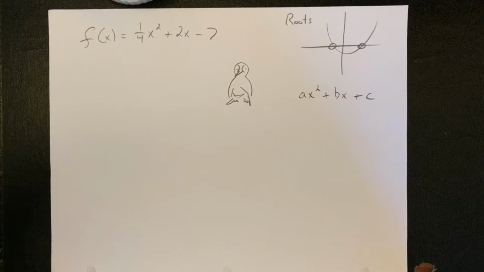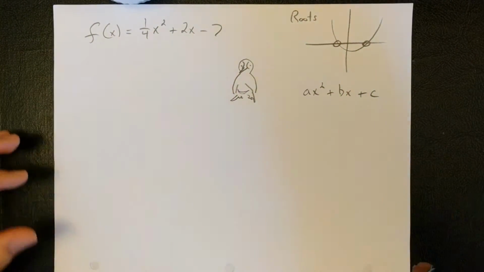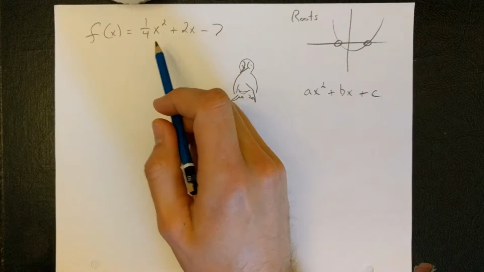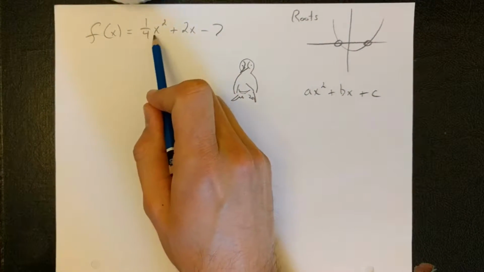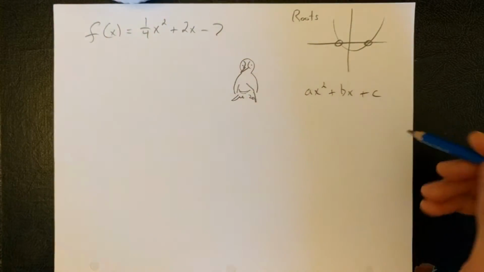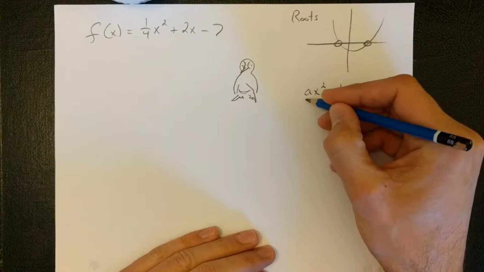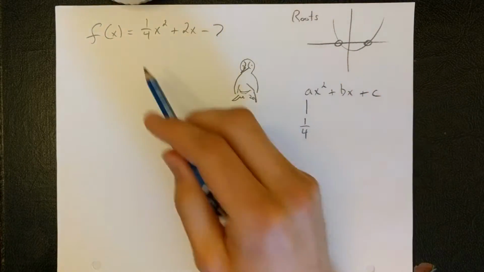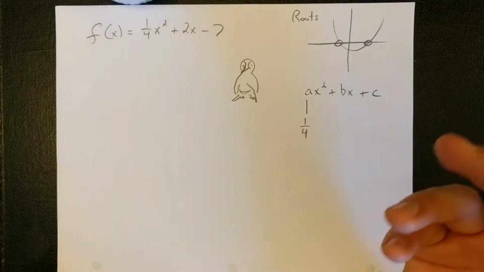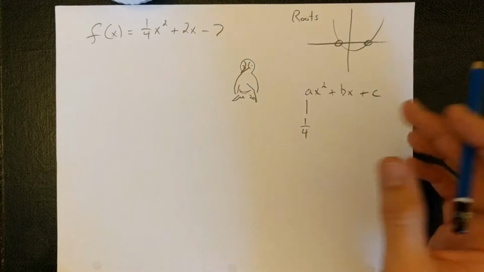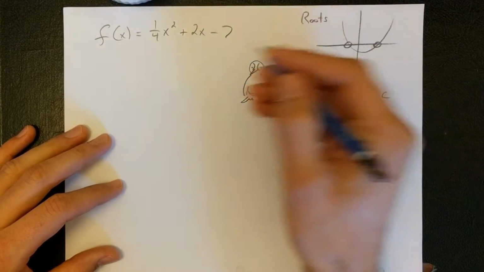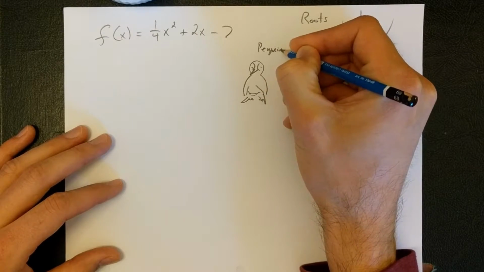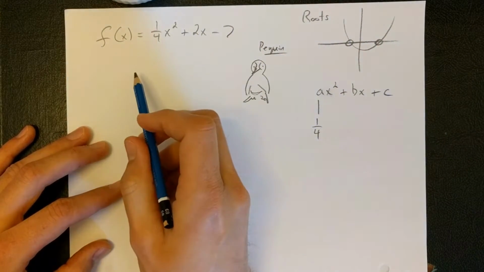Let's make sure that this is set up nicely. Okay, so when we do this, the first thing we need to do is make sure that a is 1. So right now, a is 1 over 4. This is not going to work for completing the square. So we can use algebra like we always do. Let's see, this is the penguin here. Keep that in mind.